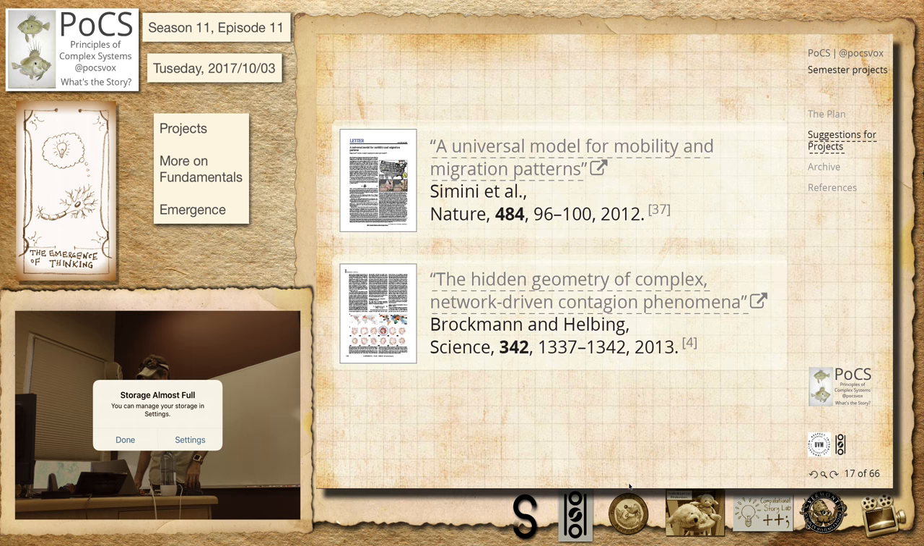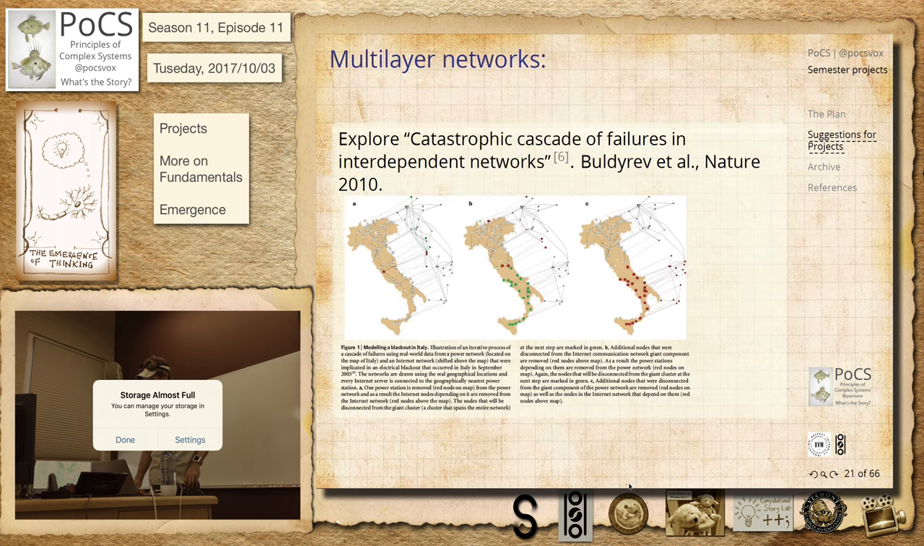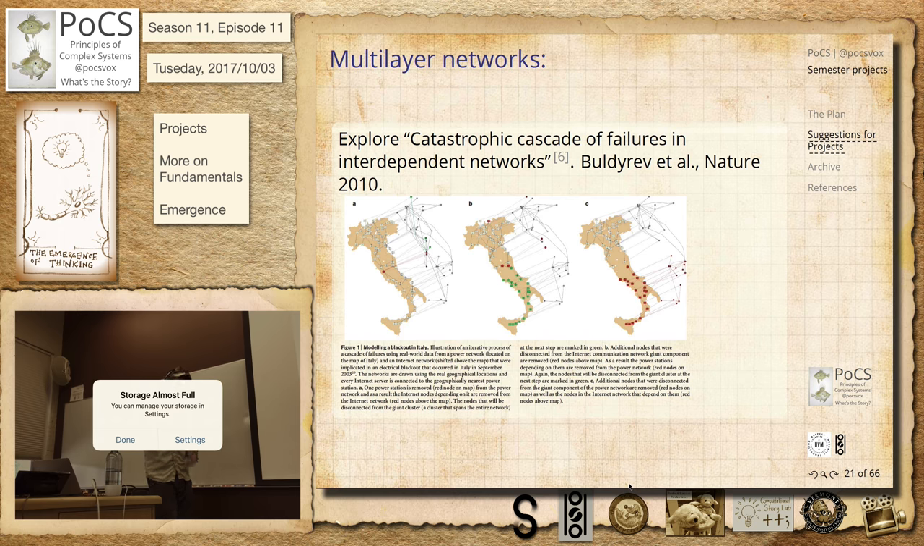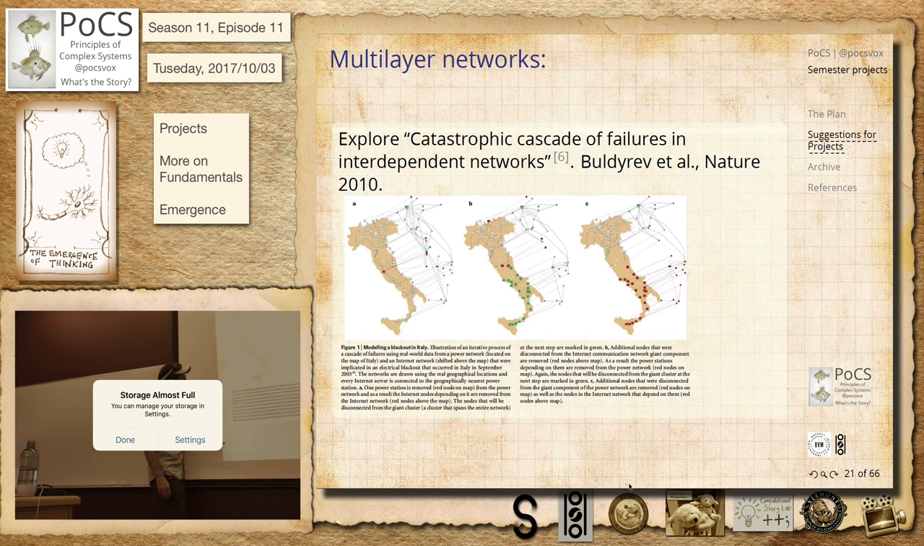So I don't know if I need to talk about too many of these. There are many more pages here. This is early work on multi-layer networks. This is kind of made up. Italy is obviously not made up, but this data is sort of real. But then this is sort of a fabricated communication thing on top, so it's a little sneaky.